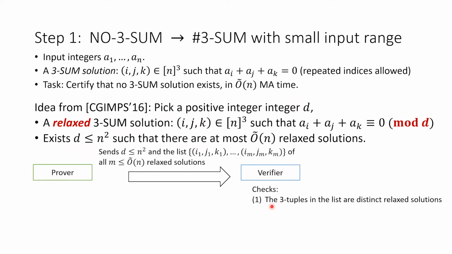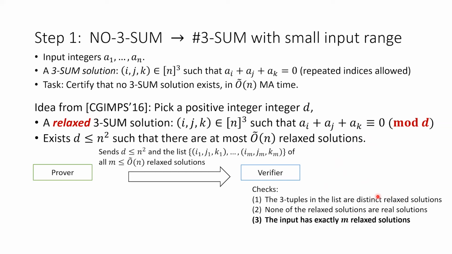First, the tuples in this list are distinct, and they are all relaxed solutions. Second, none of these relaxed solutions are real threesome solutions. Third, he wants to verify that the input has exactly m relaxed solutions, where m is the length of this received list. If all these 3 statements are true, then the verifier is convinced that there are no real threesome solutions in the input.